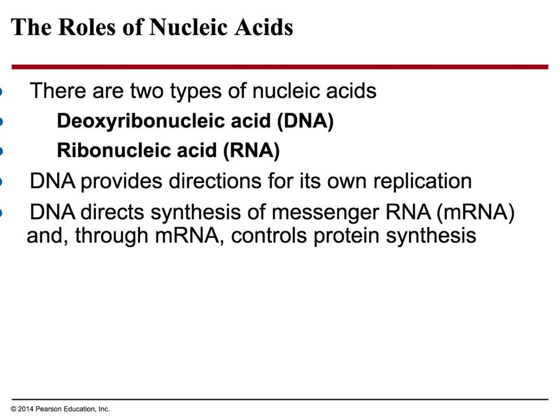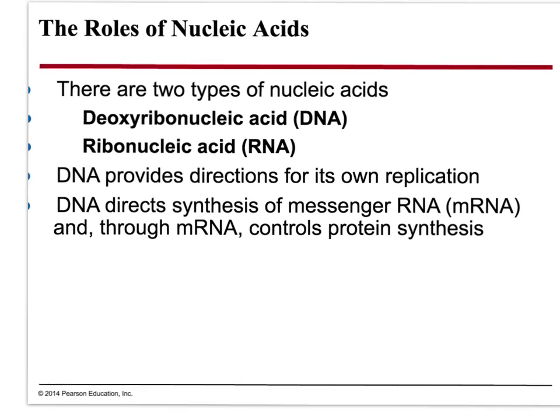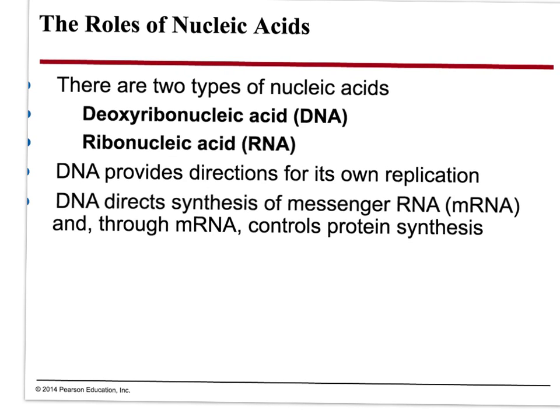Two types of nucleic acids: deoxyribonucleic acid, DNA, and ribonucleic acid, RNA. We're going to talk about the differences between the two. Okay? DNA is the genetic material, right? Has genes that code for proteins in the body.